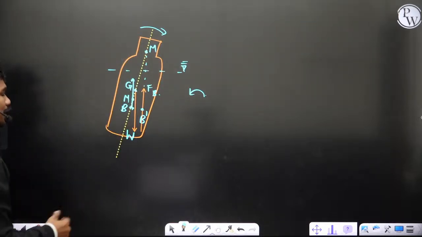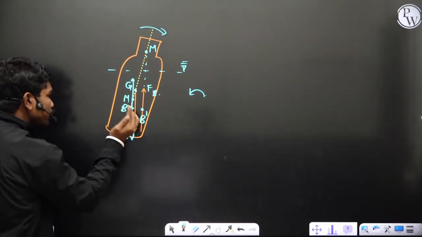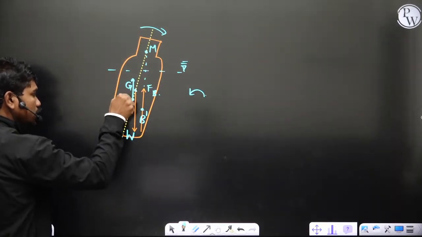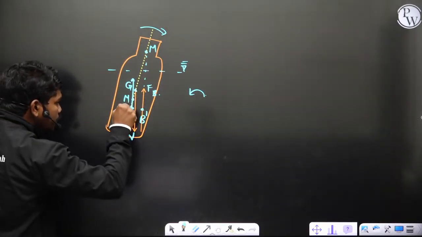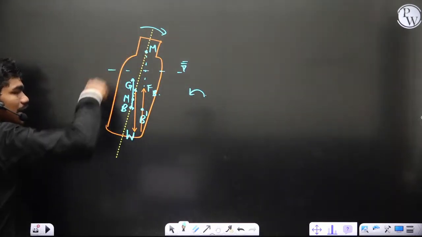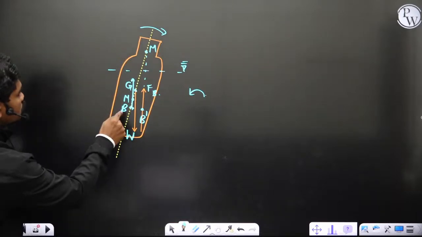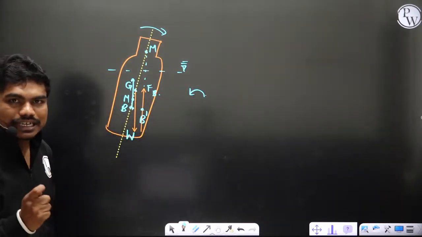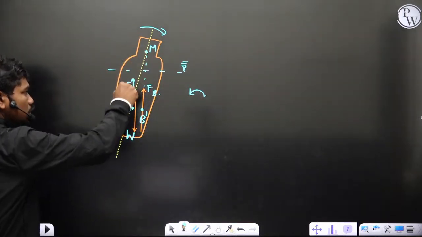Means my point is to tell you, if the shifting of B is to the left of the weight, then definitely the point of intersection with the axis, which means the metacenter, lies below G, and if the center of buoyancy shifts to the right side of this weight, then this metacenter will be lying above G actually. Okay, and shifting of B to the right side of weight is the case of stable equilibrium, means for stable equilibrium this metacenter should lie above G actually.